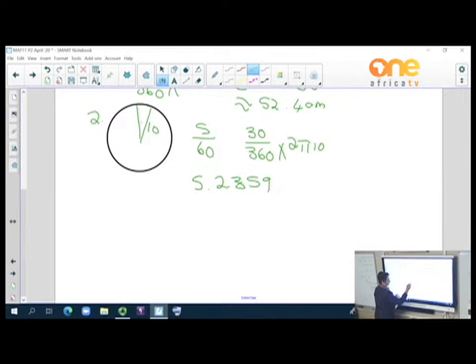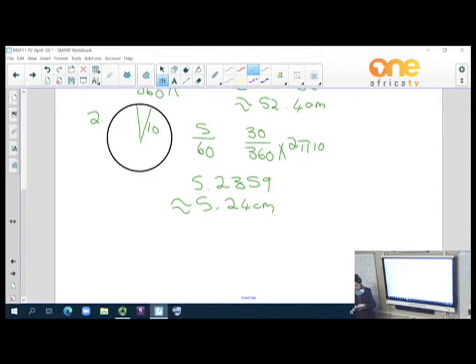5.2359 rounds off to 5.24 centimeters. Okay, so that's now the basic thing. Everything is with this one formula today. So now we go over to Try Now 15.